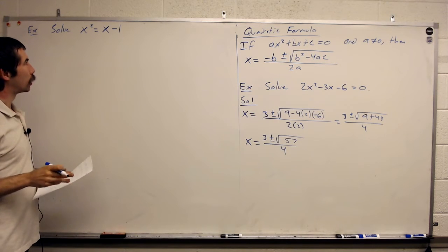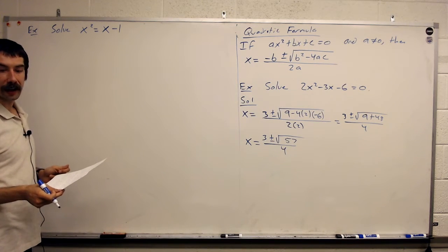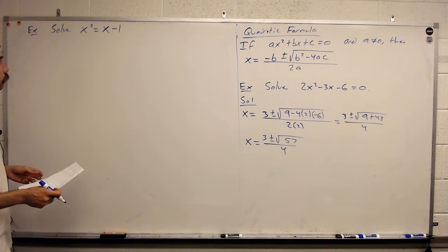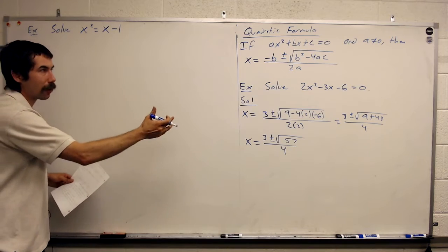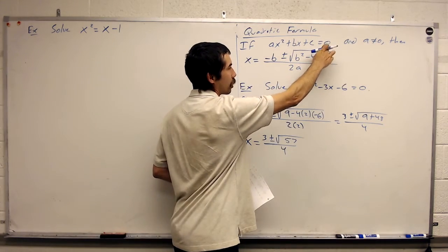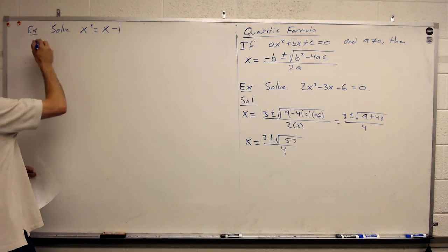All right, what if we have this question? Solve x squared equals x minus 1. Well, first thing we need to do is we need to get everything on one side, right? To use the quadratic formula, it has to be equal to 0. Same with factoring. It has to be equal to 0. So let's bring everything to one side.